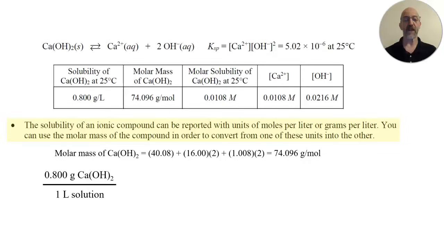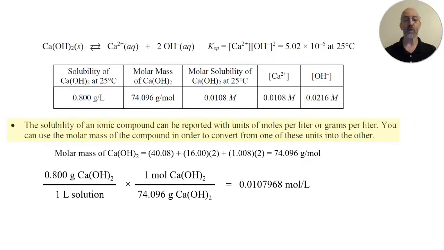If you were given in an AP Chemistry question that the solubility of calcium hydroxide was 0.800 grams of calcium hydroxide per liter, then you could use the molar mass, converting from grams to moles, and if you set up that calculation correctly, then 0.8 divided by the molar mass would give you 0.0108, and now it has units of moles per liter. You could also go in the opposite direction.